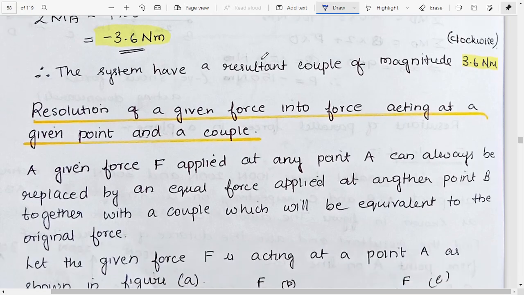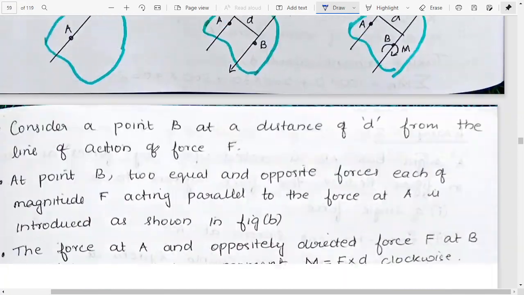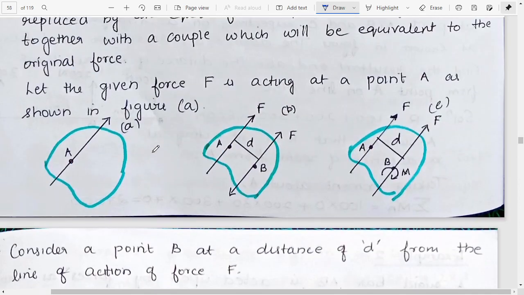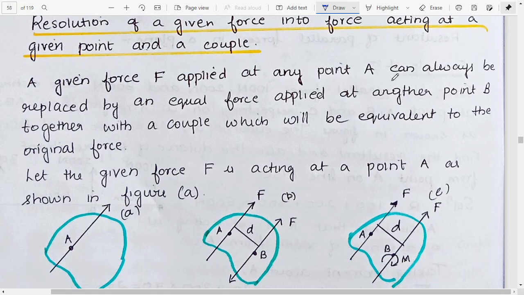So now let us move to resolution of a given force into a force acting at a point and a couple. Earlier we have learned that a couple can be changed into a force having the same rotational effect. So that is what we are going to learn now. Then we will be doing some examples of that too. So a given force applied at any point A can always be replaced by an equal force applied at another point B together with a couple which will be equivalent to this original force.